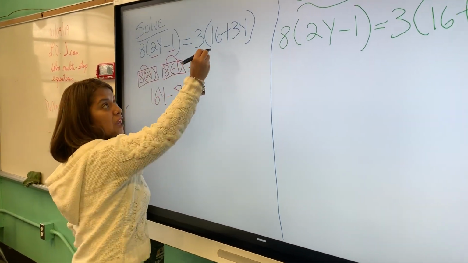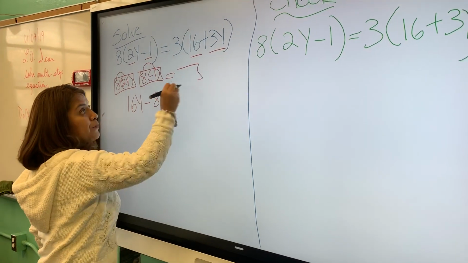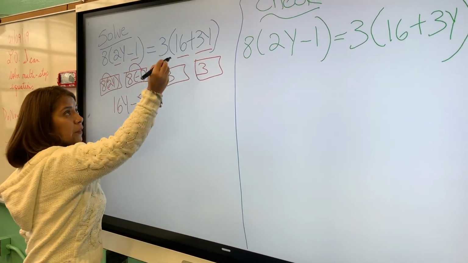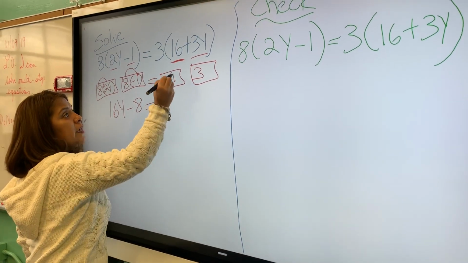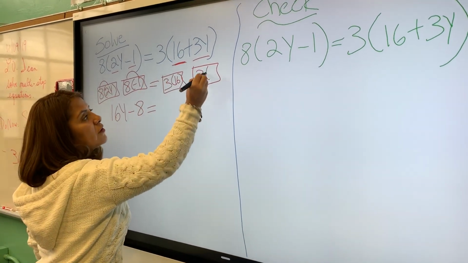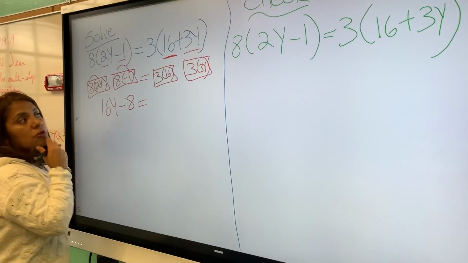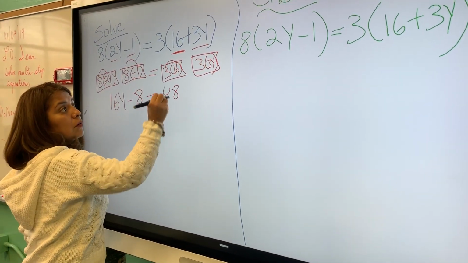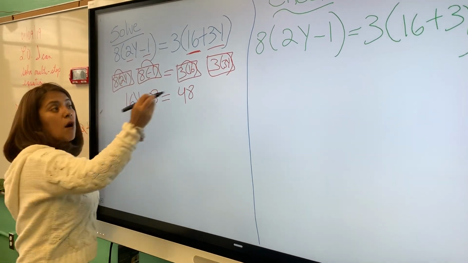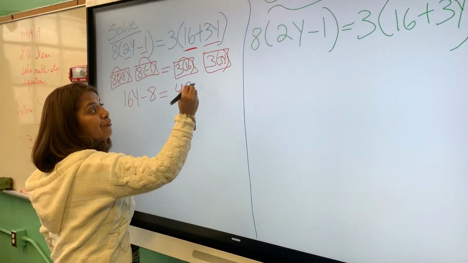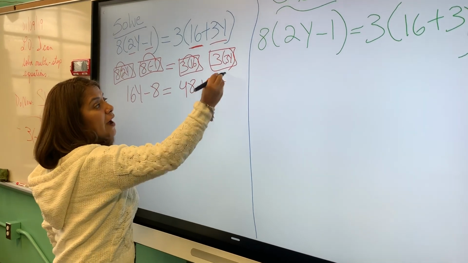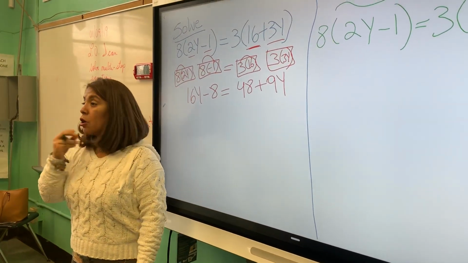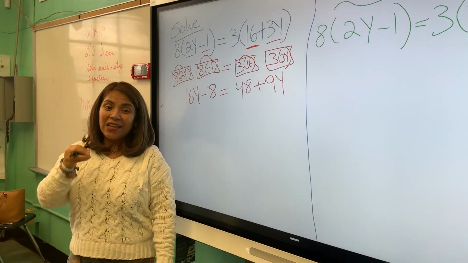I will do the same thing with the other part of the distributive property. I'm going to rewrite my 3 on both sides. The first term is 16, and my second term is 3y. Is that right? So now 3 times 16 will give me equals to 48. Okay, and what will be 3 times 3y? Positive 9y. Can I combine those two terms? No.